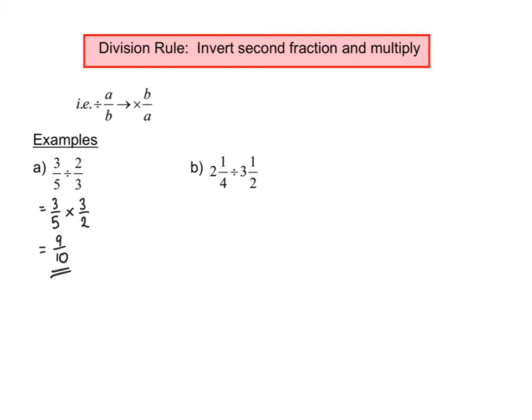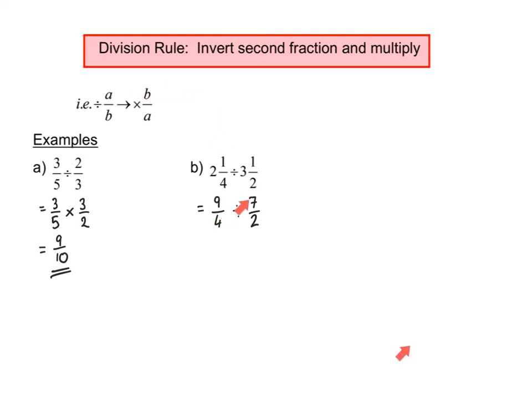The same thing is going to apply here as did for multiplication. We can't deal with mixed numbers. So the first thing we need to do is get rid of these mixed numbers and change them into improper fractions. So with the 2 1/4 first, that's 2 multiplied by 4 is 8, plus 1 is 9, so that becomes 9 over 4, and that's divided by, and again, 3 multiplied by 2 is 6, plus 1 is 7, so that becomes 7 over 2, and then we're going to use our division rule.